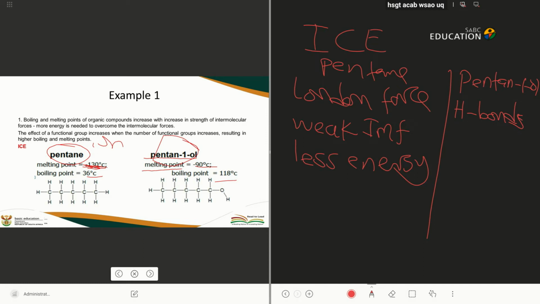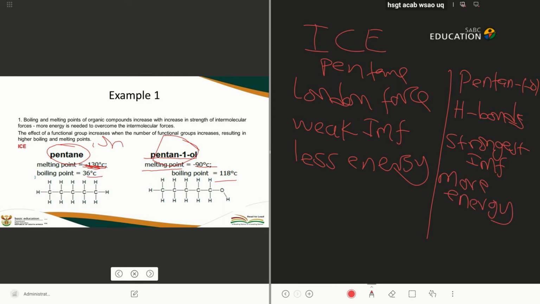Now you have seen that we're having our pentanol with hydrogen bond. Is it weak? No. That is the strongest intermolecular force. So that's how you answer these questions. They become very simple because you'll be enjoying yourself. You are just identifying the type of intermolecular force. You check the strength. You say this is the strongest intermolecular force. And if it's the strongest, how much energy? You say more energy will be required.